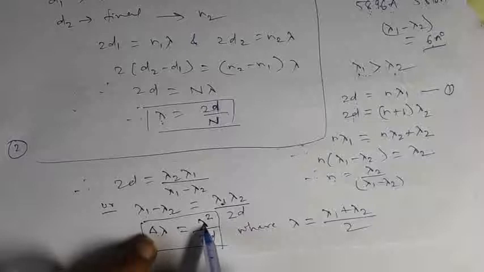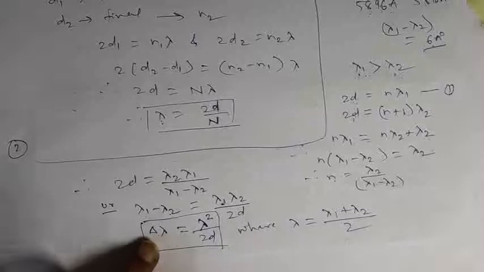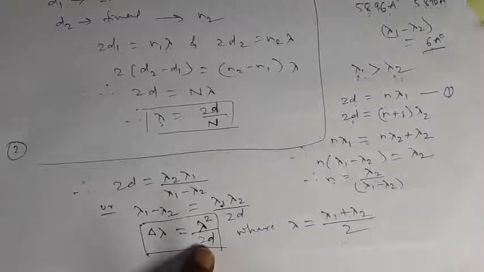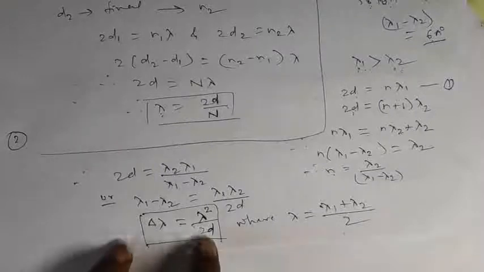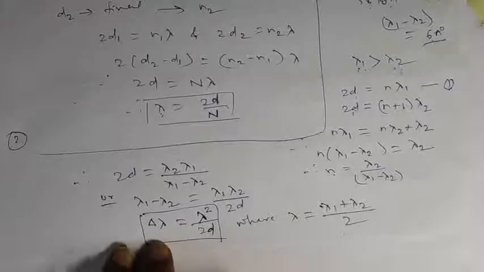Here lambda is the average of lambda 1 and lambda 2, so we can calculate it, and d is the displacement of mirror M1. That we can measure with the knob available with the mirror M1, which is a micrometer screw, and we can take the initial reading and final reading. So after knowing lambda and d, we can calculate the small difference between the two wavelengths.